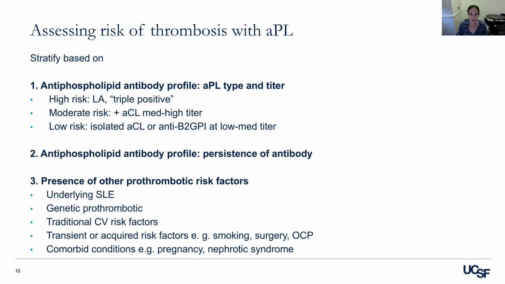And then really importantly in our patients, what are the other prothrombotic risk factors that they have and which ones are modifiable? These things include underlying lupus, other genetic thrombophilias, traditional cardiovascular risk factors, transient or acquired risk factors such as smoking, surgery, oral contraceptive use, and then comorbid conditions such as pregnancy or nephrotic syndrome. So all things that might increase their risk on top of their antiphospholipid antibodies.